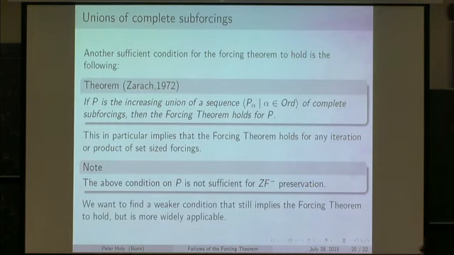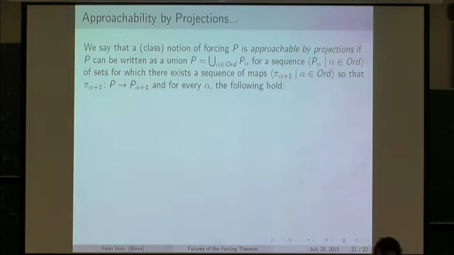And so what we also did is to find a weakening of this condition, of Zarach's condition, which still implies the forcing theorem to hold, but is more widely applicable. For example, it can also be applied to this simple collapse forcing to give yet another proof that this collapse forcing satisfies the forcing theorem. This property is called approachability by projections. The idea is somehow related to the union of complete subforcings property.